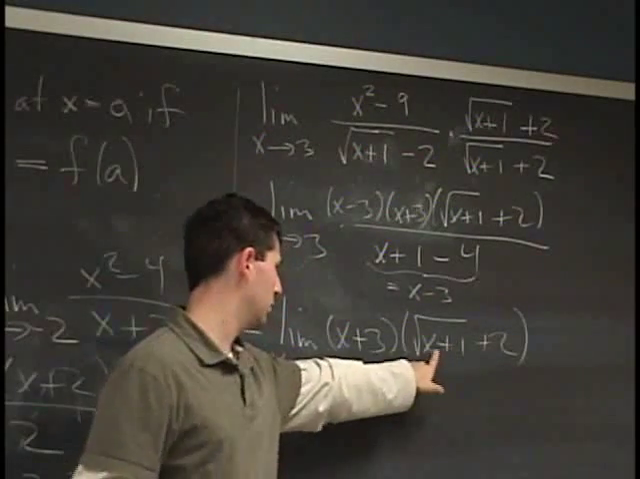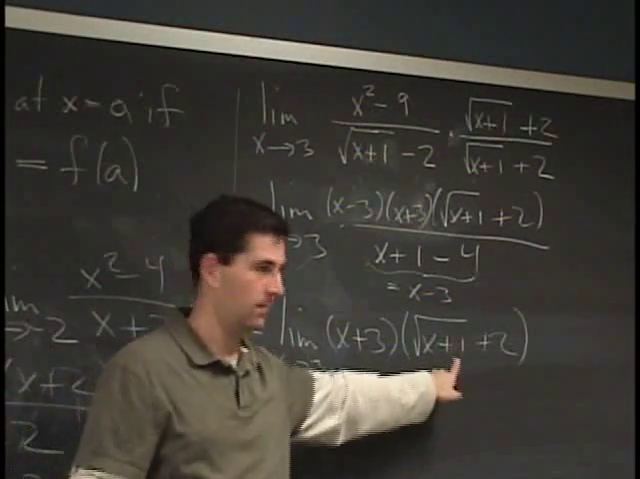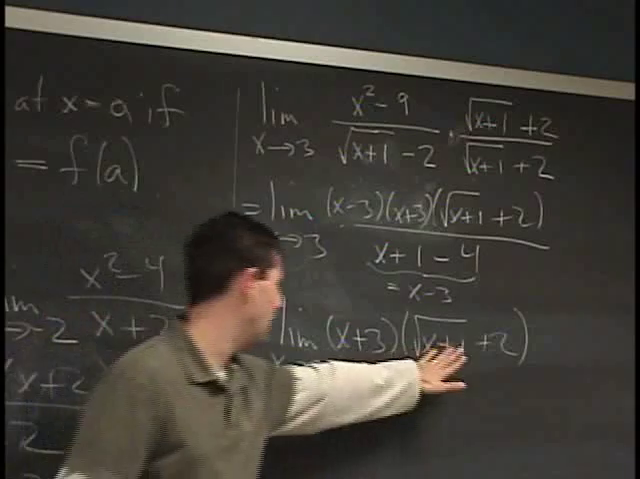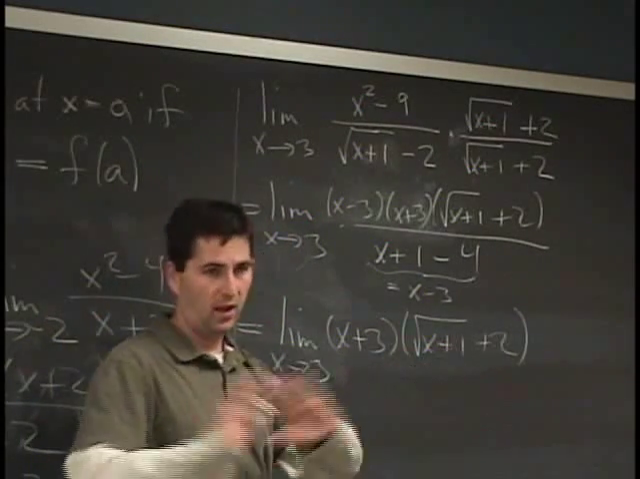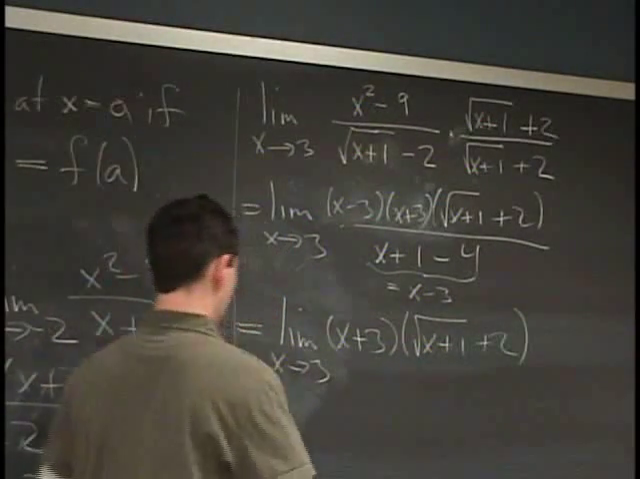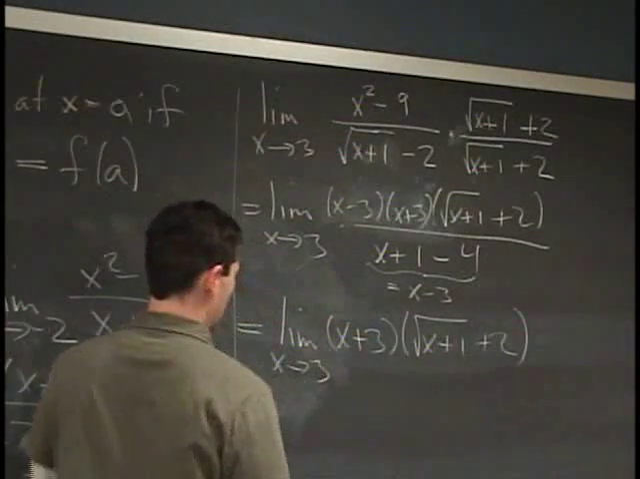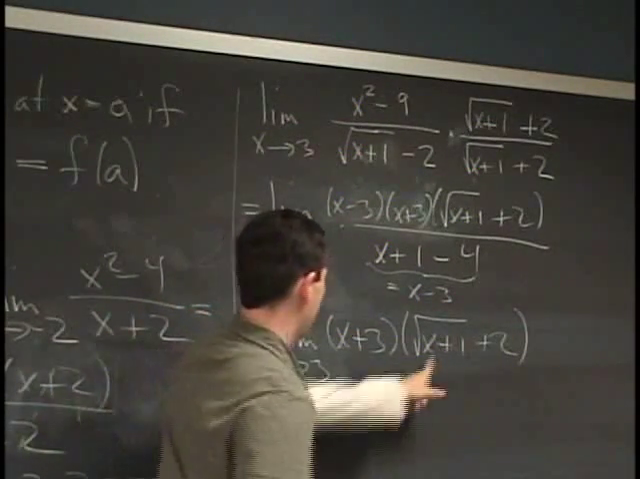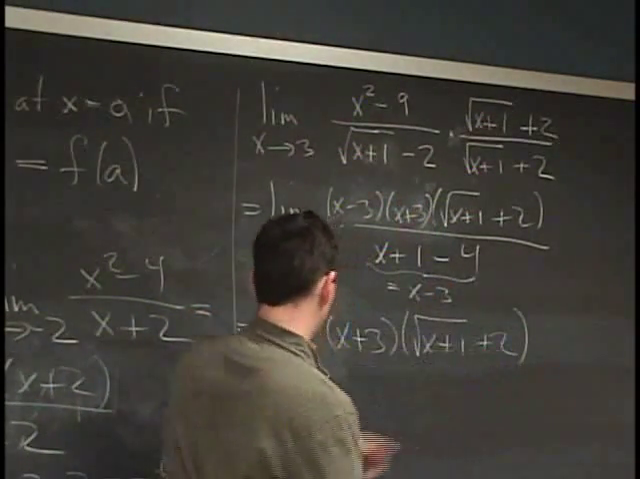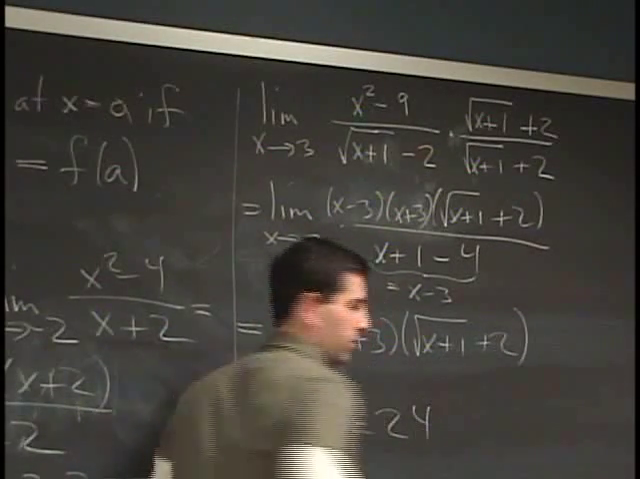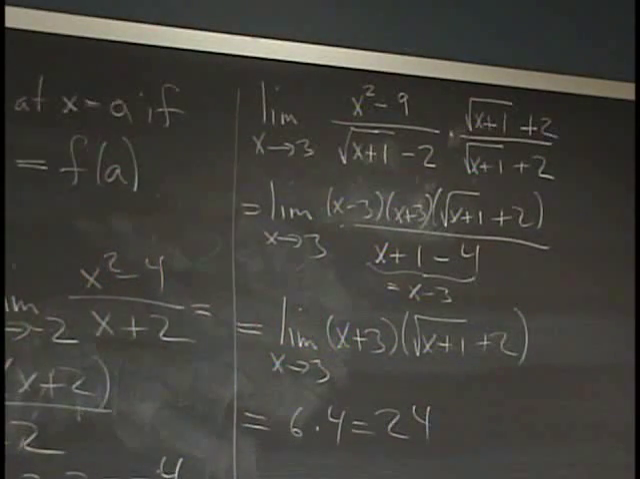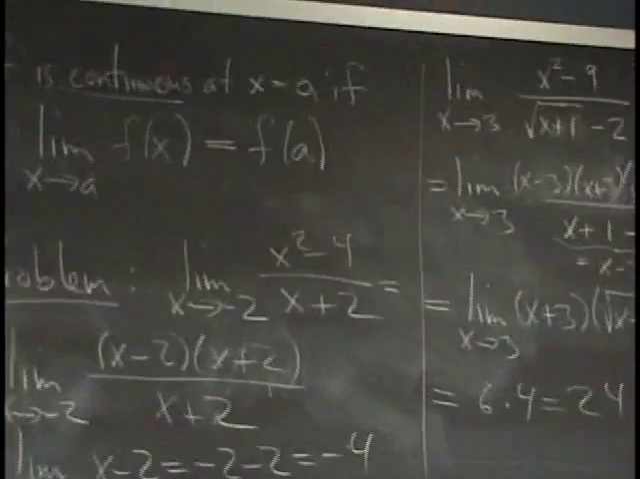Okay, what about the square root? Well, the square root will have a problem if you get negative numbers. But I'd be plugging in a 3, right? That's certainly not going to make this negative. Okay, so I can just plug 3 right in. Now we have continuous functions. So I get 3 plus 3 is 6. 3 plus 1 is 4. Square root is 2. Plus 2 is 4. 6 times 4 is 24. Okay, very nice.